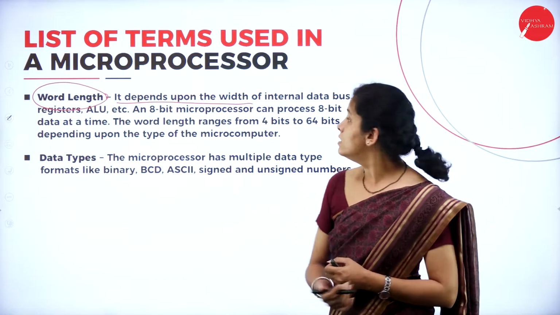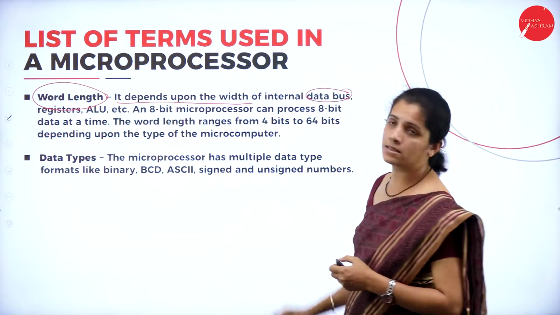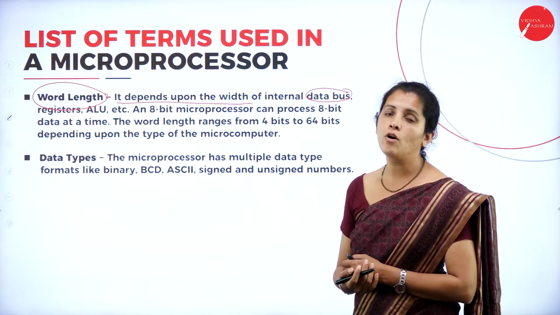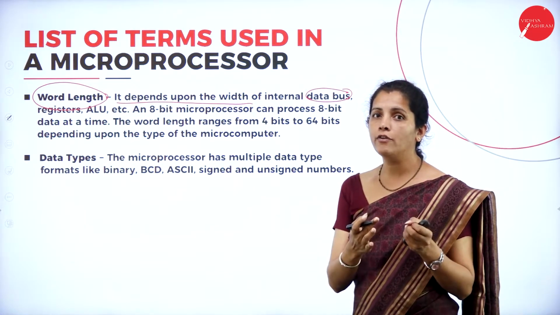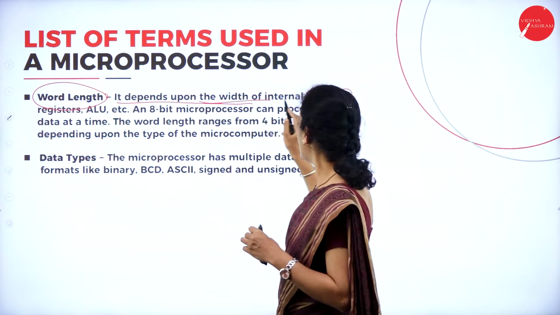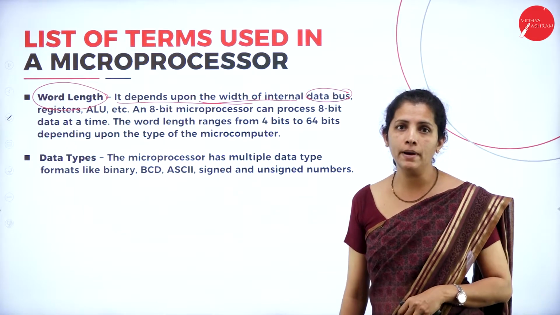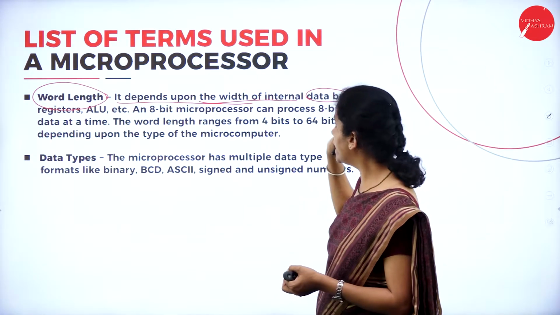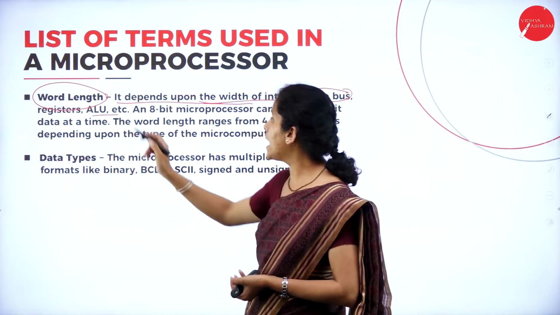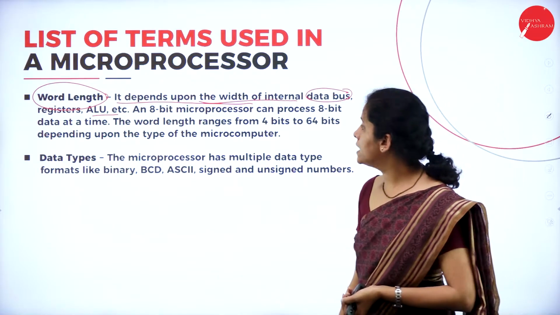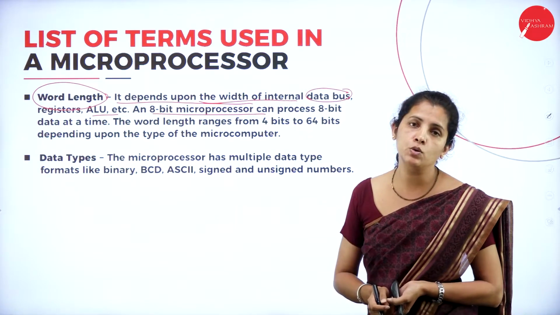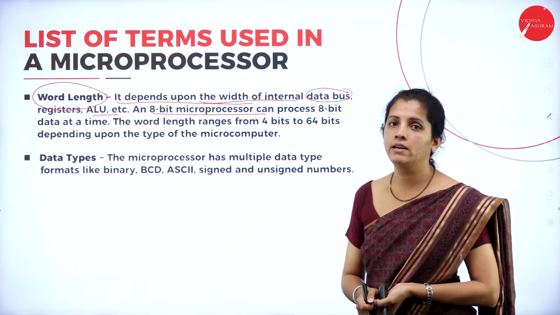So here I'm having the data bus. Now this data bus is responsible for carrying data from one device to another. So it depends on the bandwidth of the internal data bus. Now I'm going to have internal data bus as well as registers as well as ALU. And if I consider a microprocessor, an 8-bit microprocessor is able to handle 8 bits of data at a time.